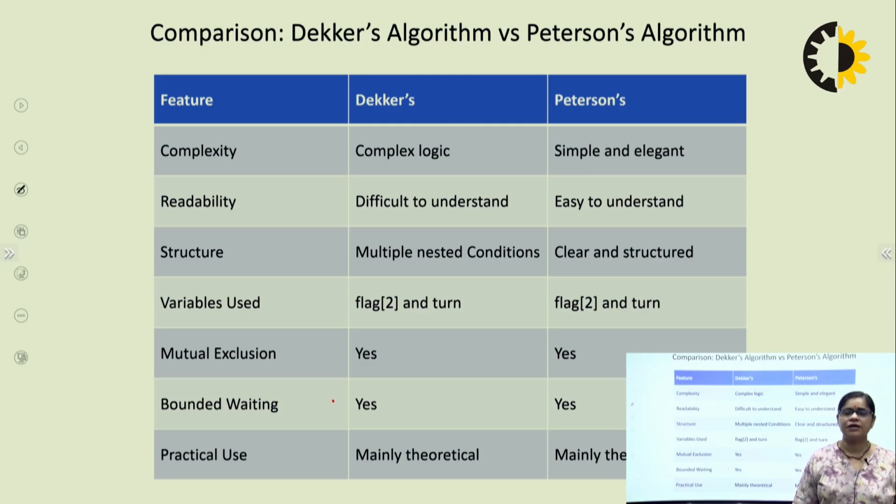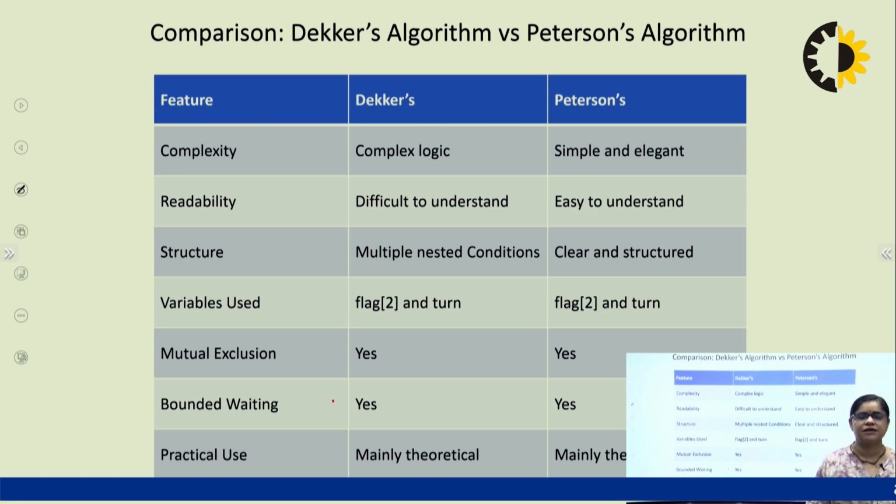How? If you remember, in the pseudocode of Dekker's algorithm, we enter the while loop, then we check the turn, then we handle the flag. But in Peterson's, we do it at the same time for the other process, and if that condition doesn't satisfy at a time, we move to the next process. So we can see that Dekker's has complex logic, while Peterson's has simple and elegant logic.